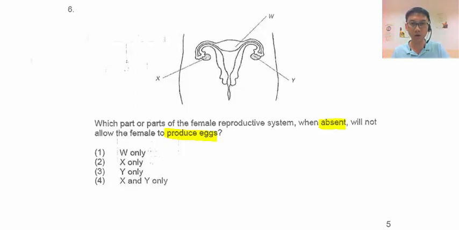So let's locate where's the ovary in this picture. So the ovary is here and here. So every female has 2 ovaries, okay, at the sides. So X and Y are my answer.